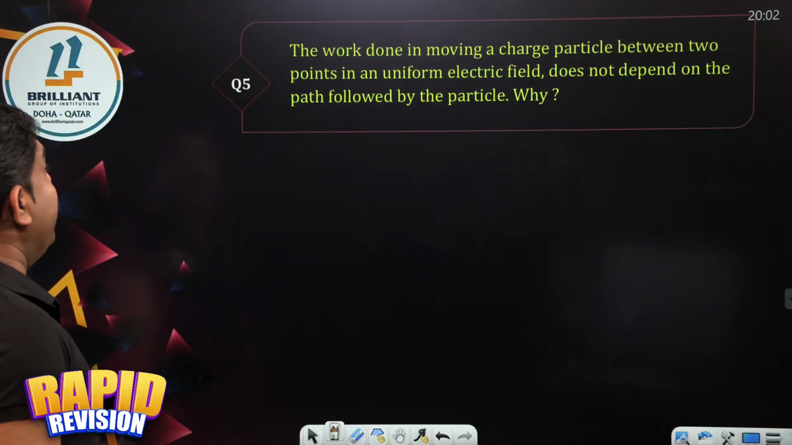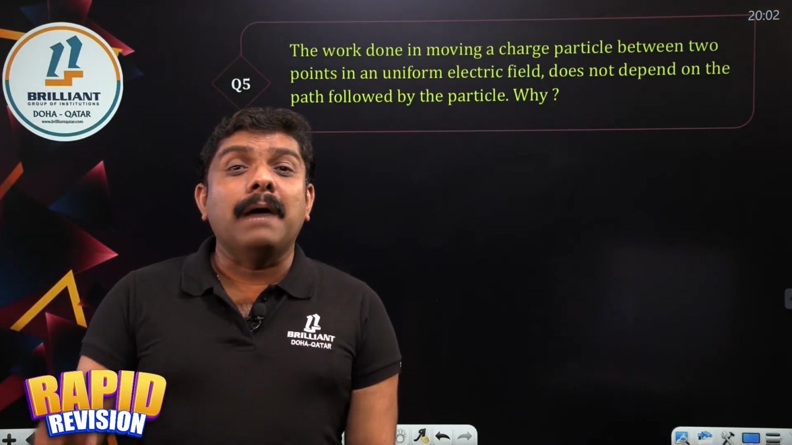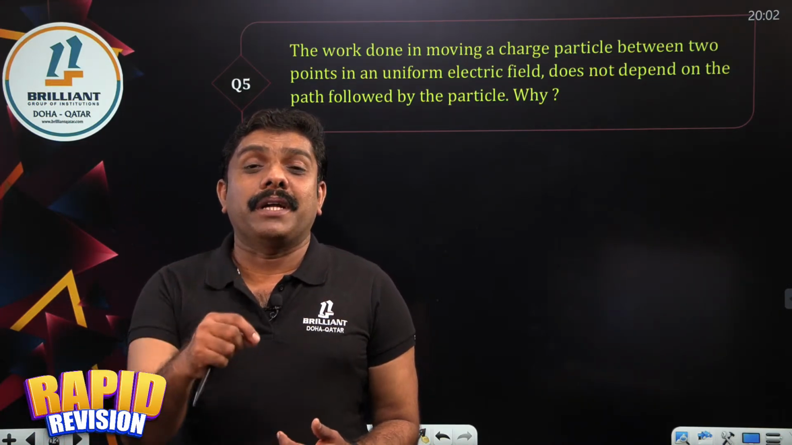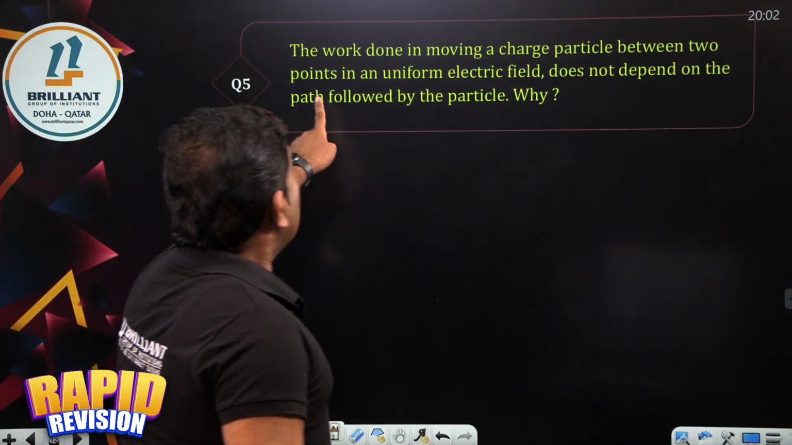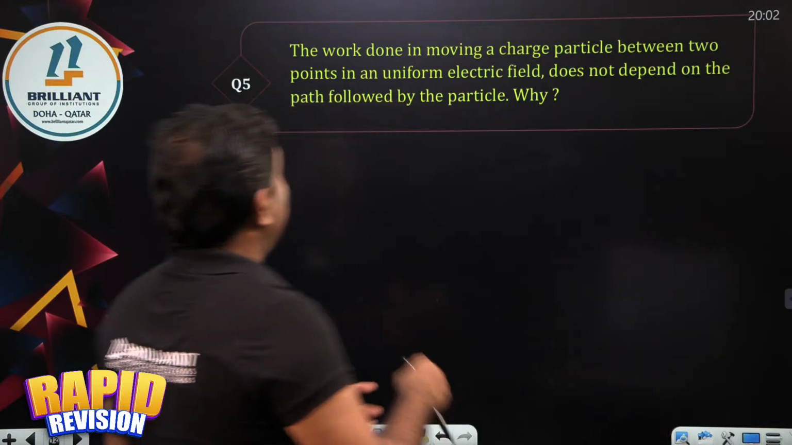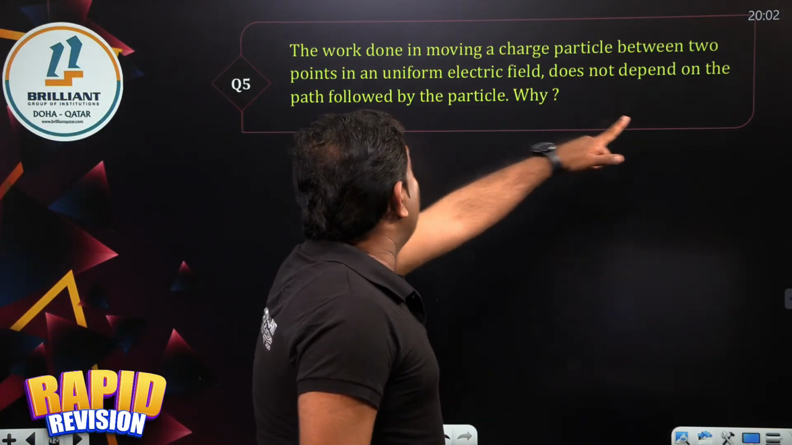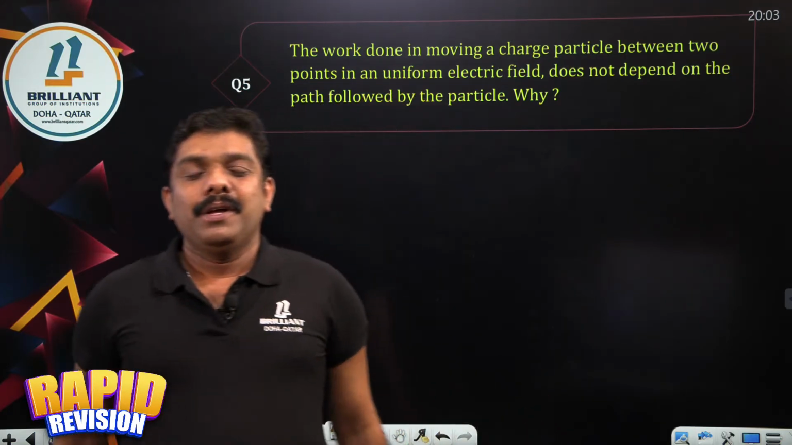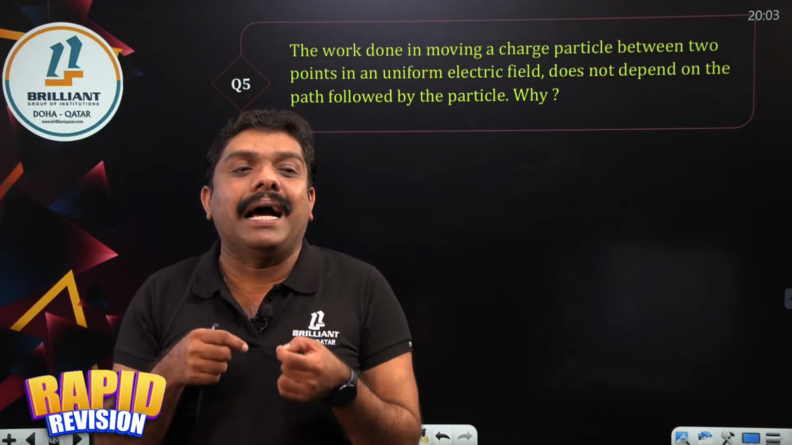Now we are explaining question 5. This question 5 is actually a chapter 2 question, the electric potential and capacitance chapter. So the question I am explaining here, look. The work done in moving a charged particle between 2 points in a uniform electric field does not depend on the path followed by the particle. Why? Actually this question also teaches an idea.